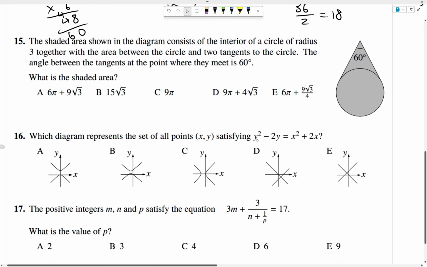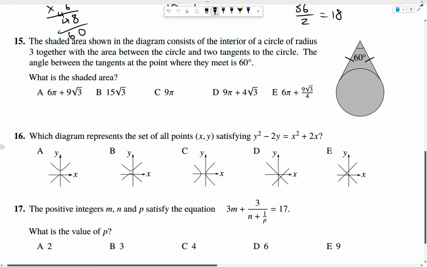Okay, the shaded area in the diagram consists of an interior circle of radius 3, together with the area between the circle and the 2 tangents to the circle. The angle between the tangents at the point where they meet is 60 degrees. So the first thing I'm going to do is recall, and I don't know if this is officially a GCSE circle theorem, the fact that when 2 tangents meet, the lengths of those tangents will be equal. So this will be equal to this side.